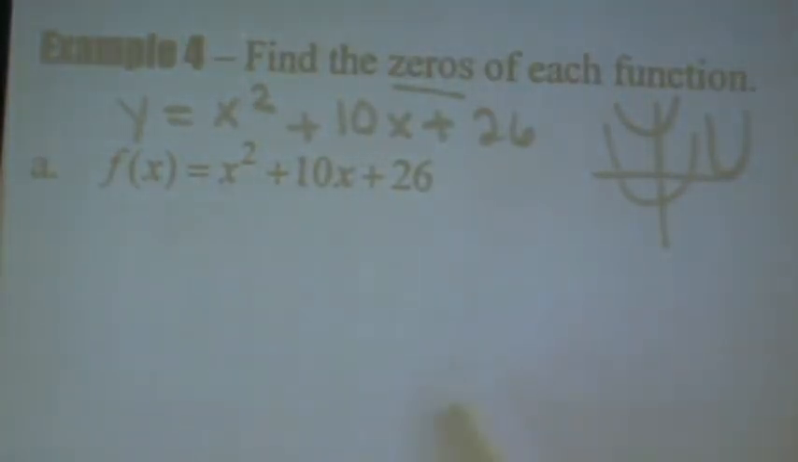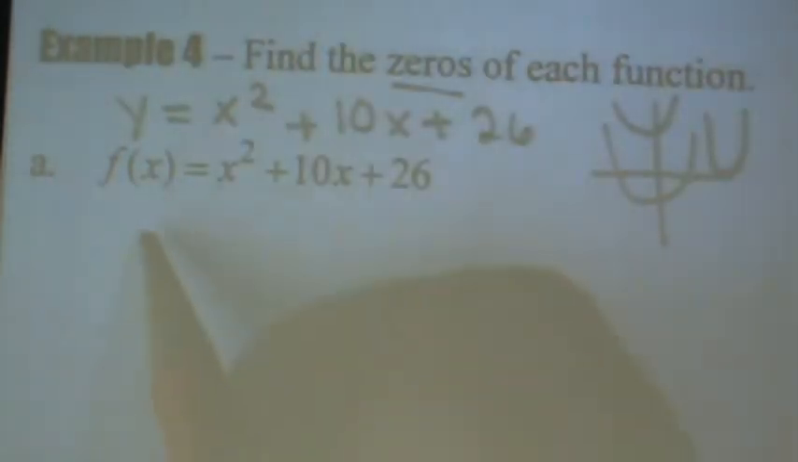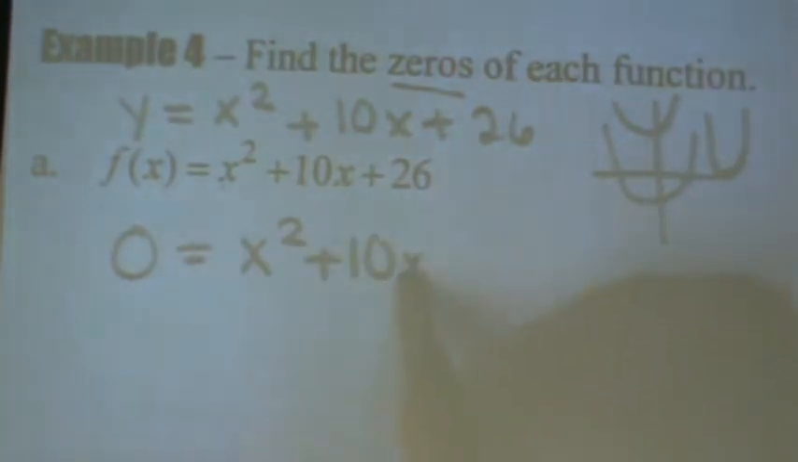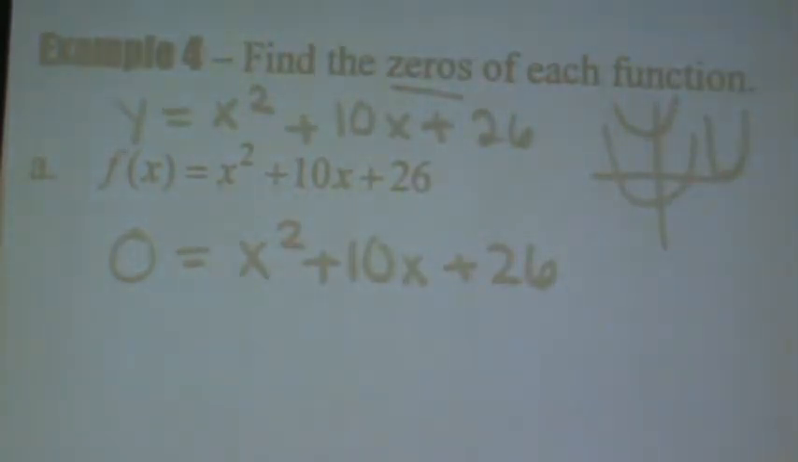So I don't know if this thing's gonna hit in 2 spots, in 1 spot, or not at all. But I'm gonna find out right now. I don't know what times what is 26 but adds to be 10. So first of all, I have to set my y value equal to 0. And now I'm going to whip out the quadratic formula, or I could complete the square. I don't care. You do what you want.